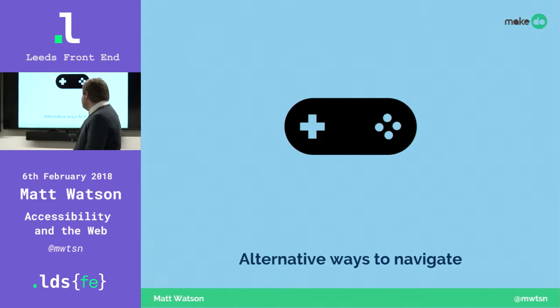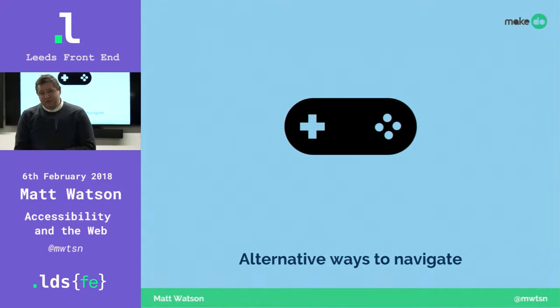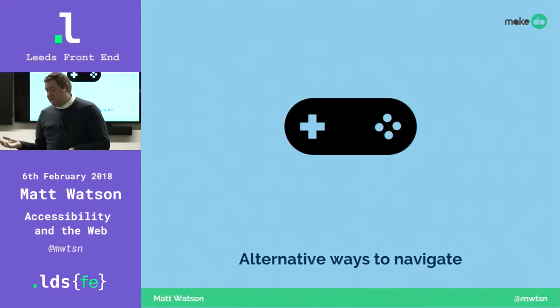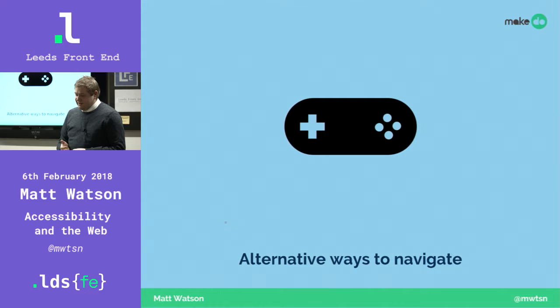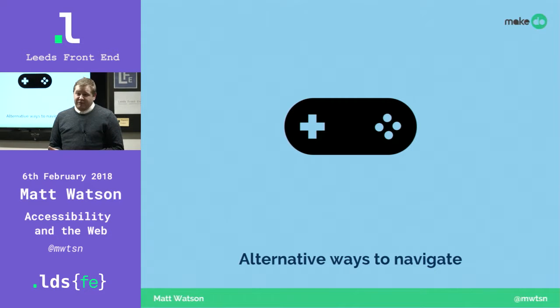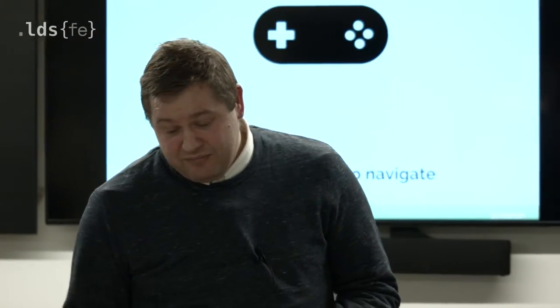So the next one I want to talk about is alternative ways to navigate. People will navigate your site in lots of different ways. So I talked about people with various motor skills and that. I was talking about a mouse. I was talking about a touch screen. But people use all kinds of things. People might use a trackball. People might use the tab key. People might use a specialist navigation device.